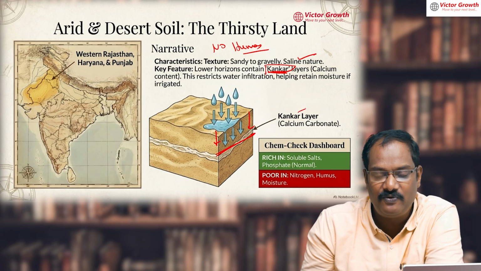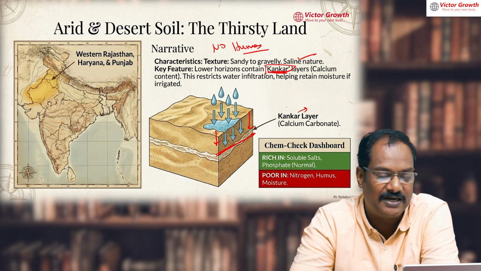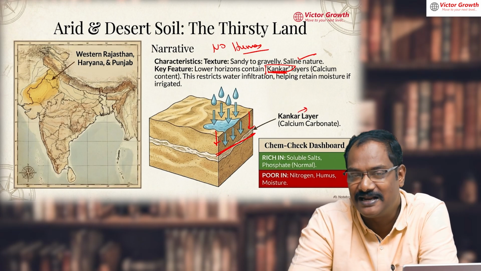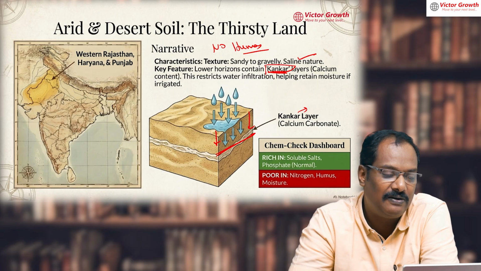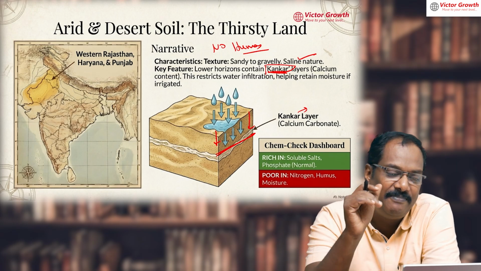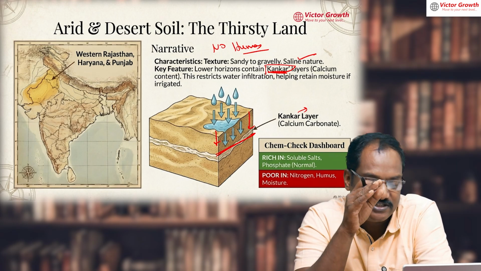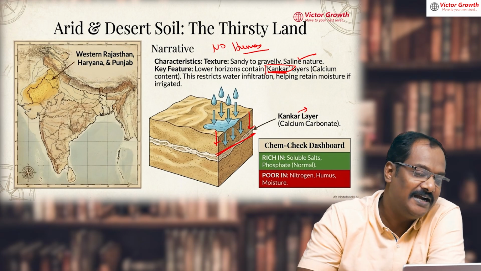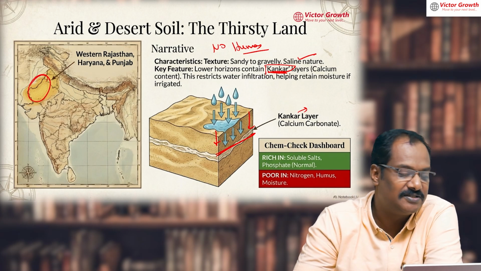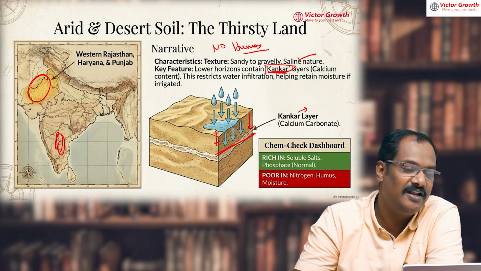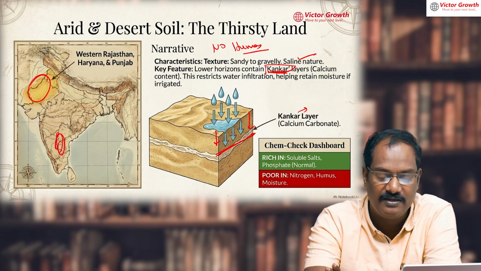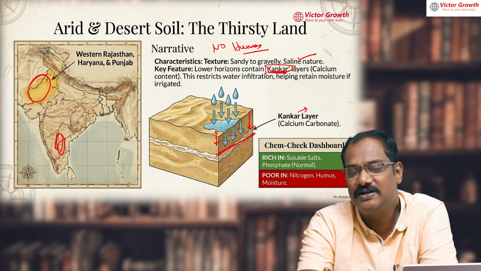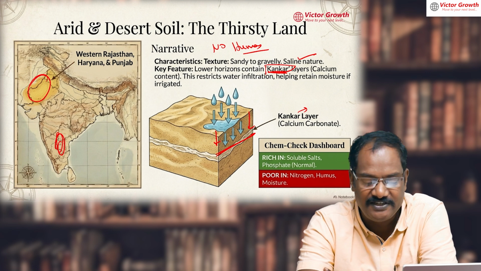It is also found in alluvial soil. Kankar, calcium carbonate, calcareous deposits we call them, will stop water. They form a layer below the soil so that it is not trickling down too much. It is available for the plant itself. So arid soil is found in this region and also in this region. Interior peninsula also you can find this. Not much to know about it. Only thing is you have to understand there is no humus because there is no vegetation.